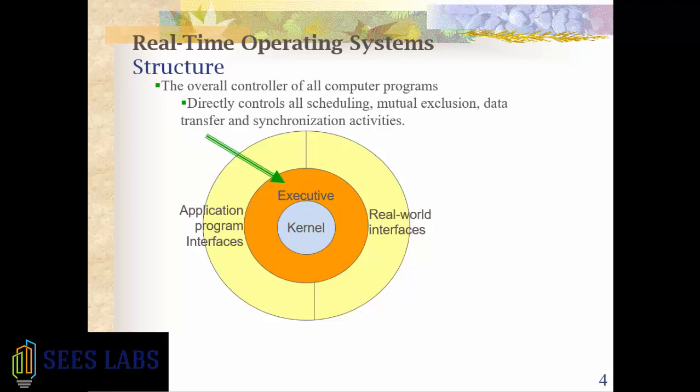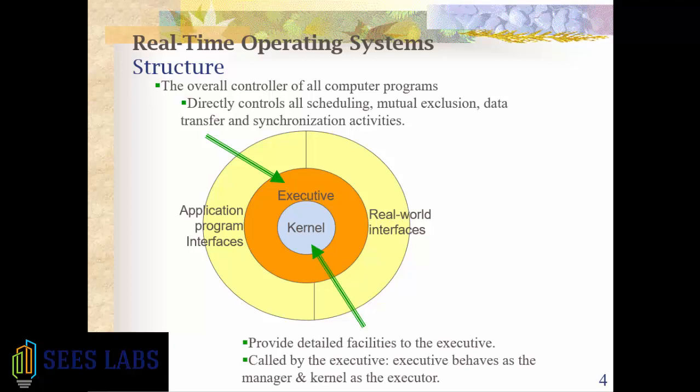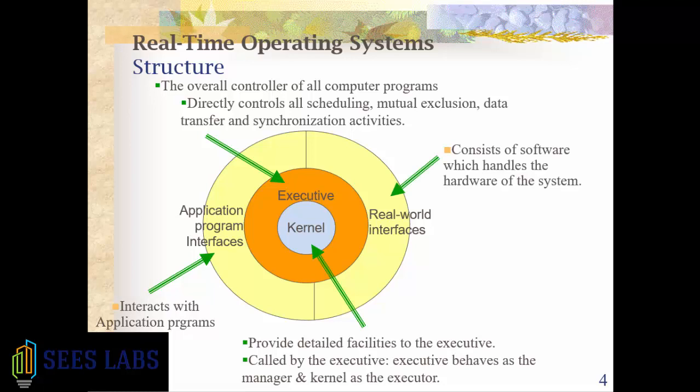Executive is the overall controller of all computer programs. It directly controls scheduling, mutual exclusion, data transfer, and synchronization activities. Basically, kernel provides all facilities to the executive, so you can consider executive as a boss. Just like in a company, there is a chief executive. So executive behaves like a manager and kernel is the main executor. Application program interface is that part of the operating system which interacts with application programs. Similarly, the real-world interface is that part of the operating system which handles the hardware of the system.